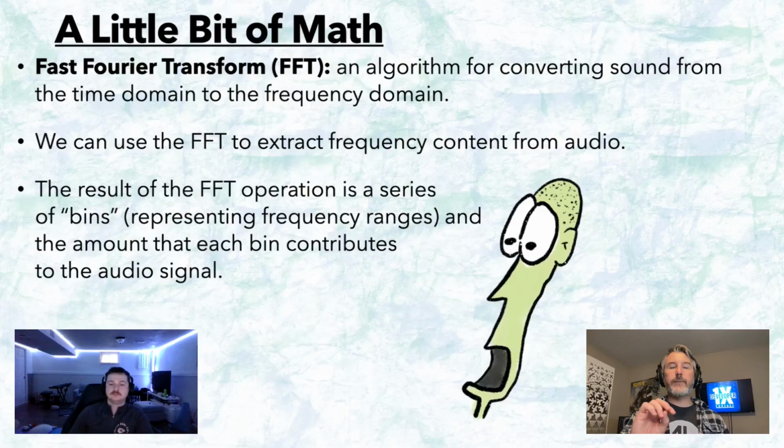The Fourier transform takes something like that and converts it to the frequency domain, meaning the output is a series of bins where each bin is a specific frequency range, and it tells you the amount of each frequency that is in that range. And those frequency ranges can be represented as a sine wave.